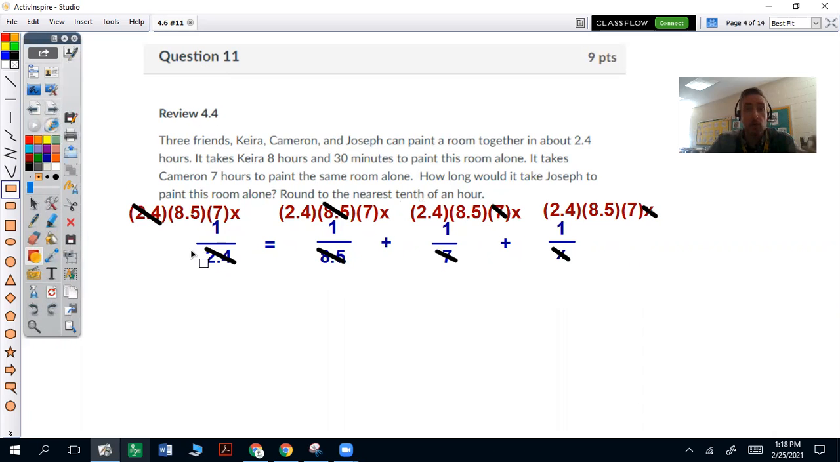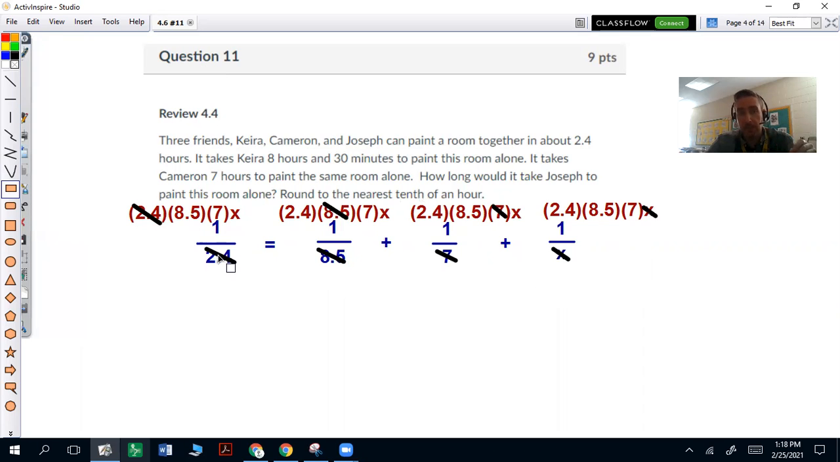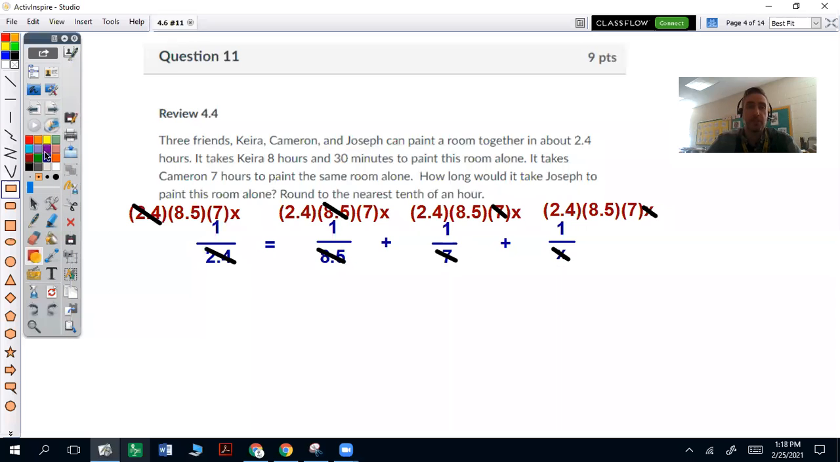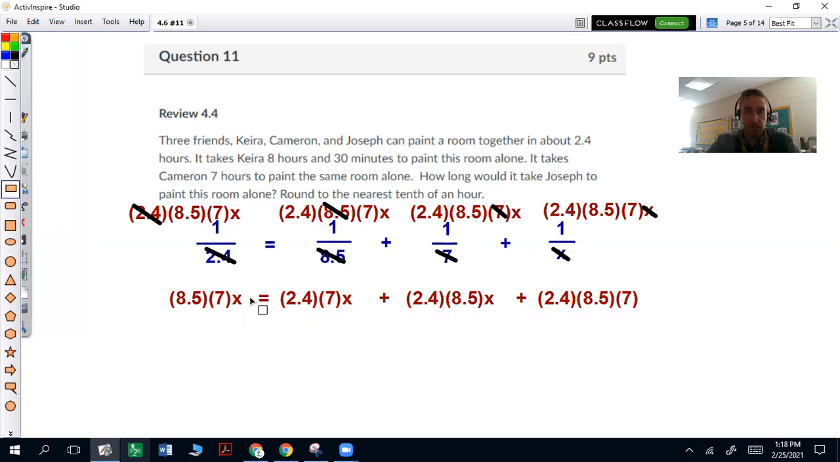Then you're going to cancel out whatever is up with your LCD with what's in the denominator. So 2.4 cancels out here, 8.5 is here, 7's there, and the x's. What are we left with? Well, we don't have a fraction anymore. We have 8.5 times 7x equals 2.4 times 7x plus 2.4 times 8.5x plus 2.4 times 8.5 times 7.